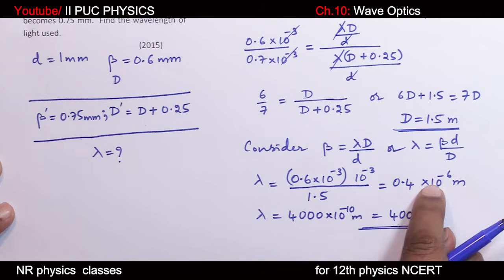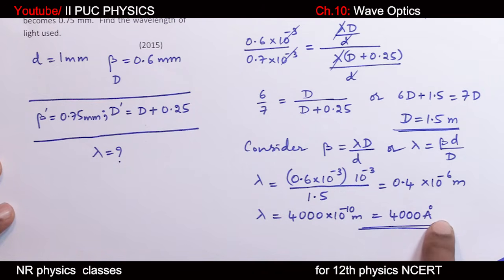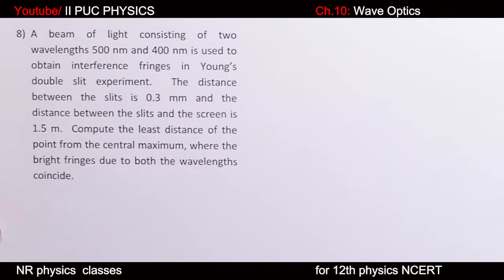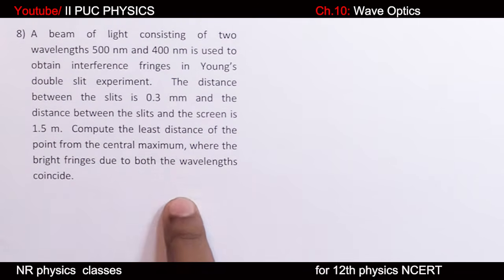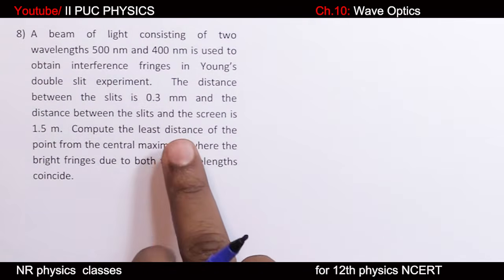Shift zeros appropriately, you'll get 4000 angstrom. Now this is an additional problem. Such problems are seen in preparatory exams in college level. Okay.